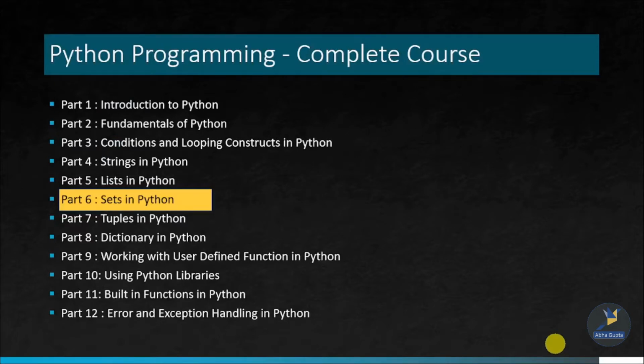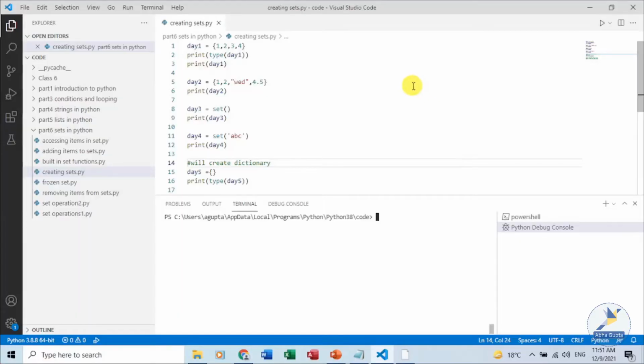In this video, we will discuss what sets are in Python, how to create sets and add and remove items to it, various set operations like union, intersection and difference, built-in functions which can be used with sets, and Python's frozen sets. A Python set is a collection of unordered items.